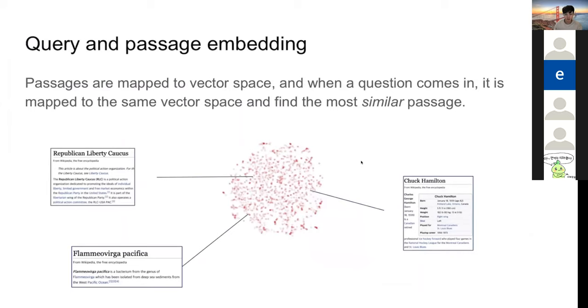And whenever each question comes in, you can try to find the closest passage to that question and then just get that as the output. In that case, you can consider that to be the most similar passage. Now the question is, how can you map query and passage to the same vector space?